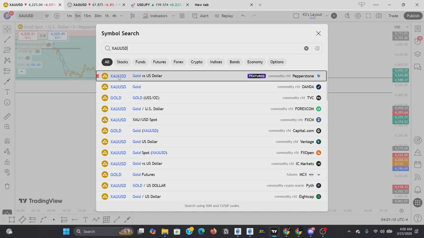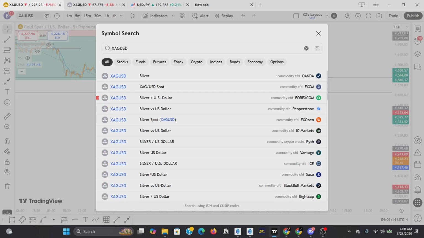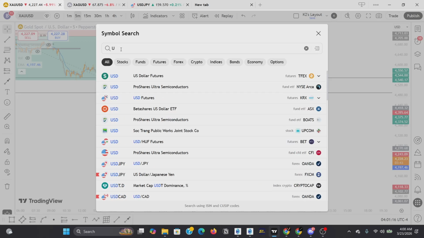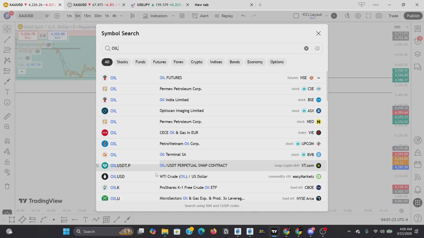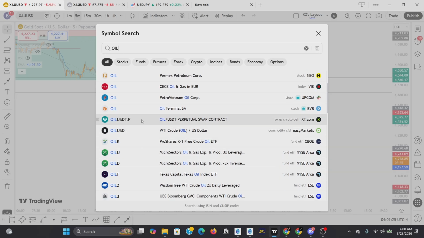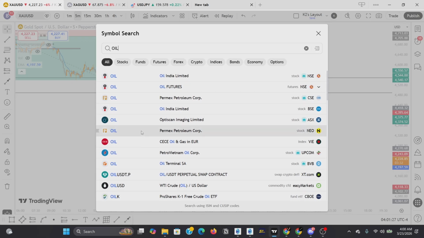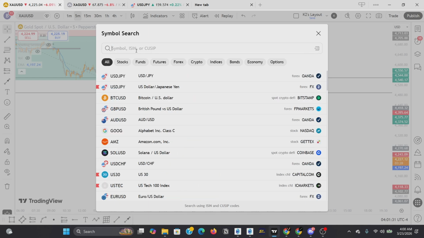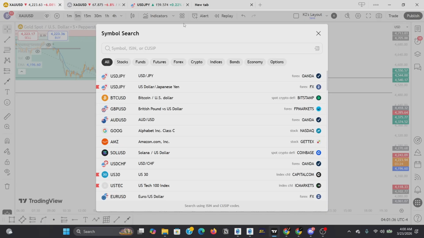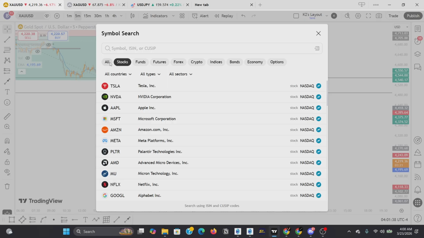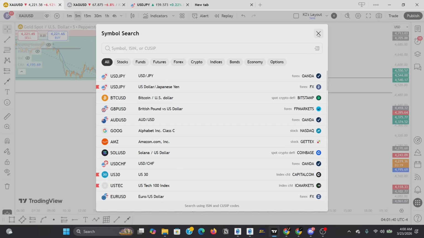This is gold. You can also trade silver, which is XAGUSD. You can trade oil. Let me see. Crude oil, yeah. You can trade just about anything you can think of. You can trade stocks. If you want to trade stocks, you can trade stocks with this same strategy. I don't trade stocks, though. Stocks just isn't for me.